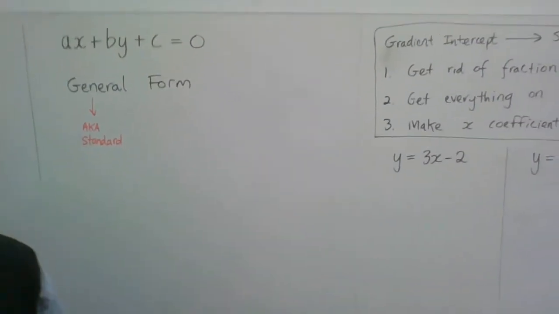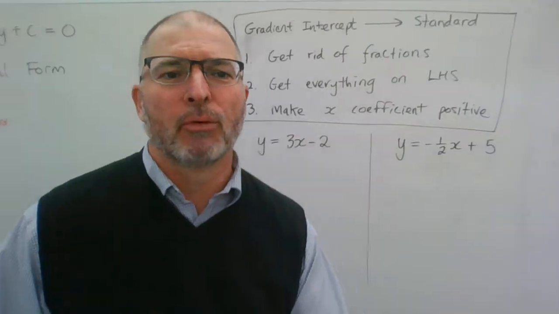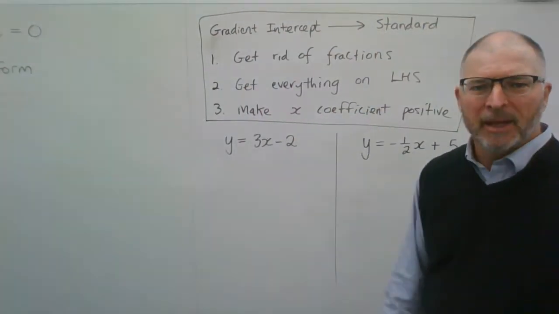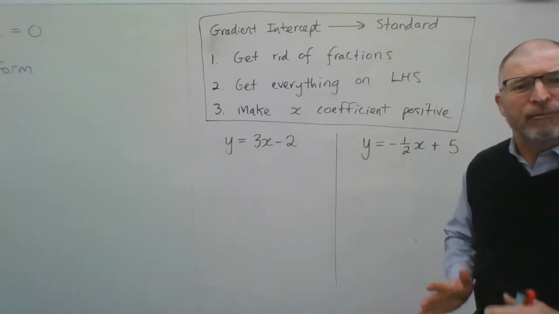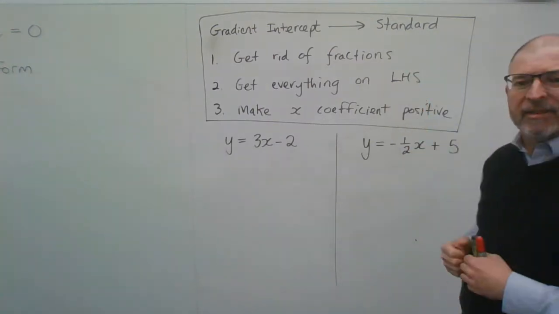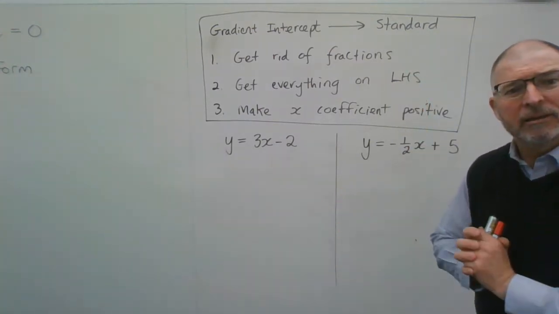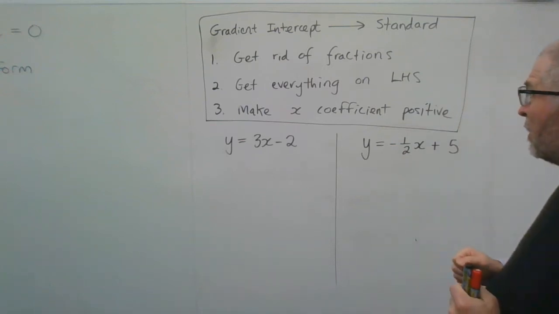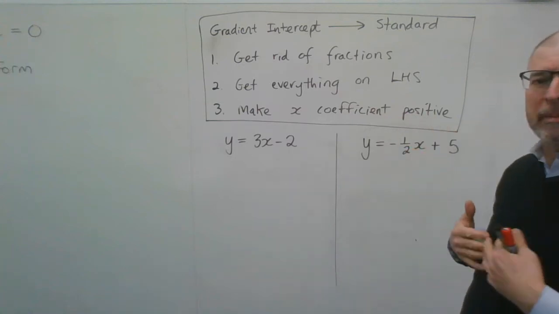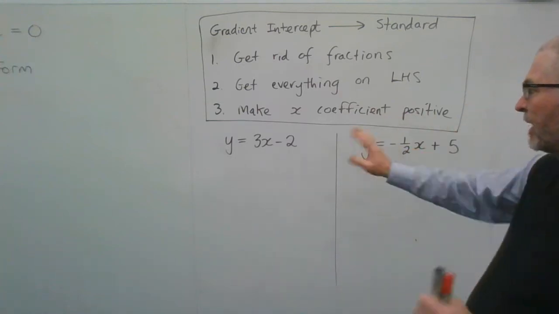So let's change from gradient intercept form into general form. There might be 3 steps that you could follow. First of all, get rid of any fractions. Second, get everything onto the left-hand side. But then, of course, some things could be negative that you don't want. So we make the x coefficient be positive. So let's do that with this one.